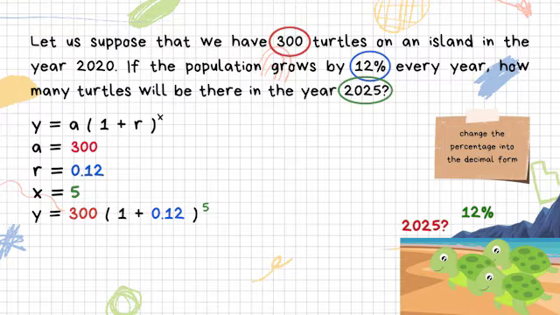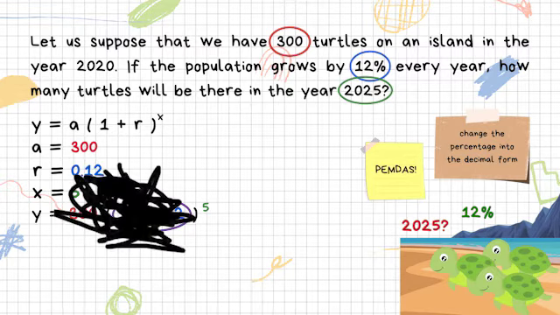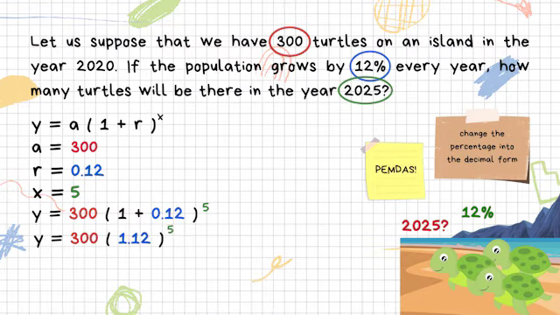Firstly, do the addition inside the parentheses. Always remember that the expressions within the parentheses are evaluated first. Not following the correct order of operation could mess up the whole computation. Now let us get back to our discussion. 1 plus 0.12 will give us 1.12, and raising it to the 5th power or multiplying 1.12 5 times will give us 1.76. Now, we are left with a simple multiplication.